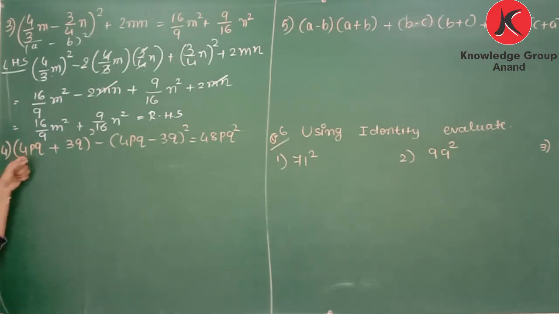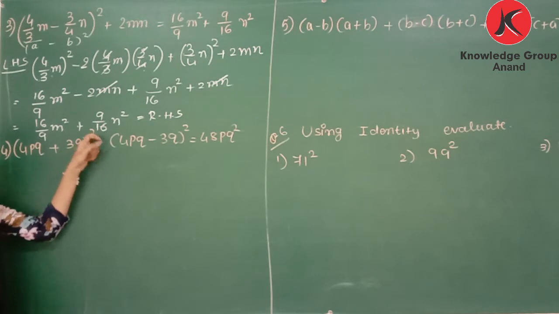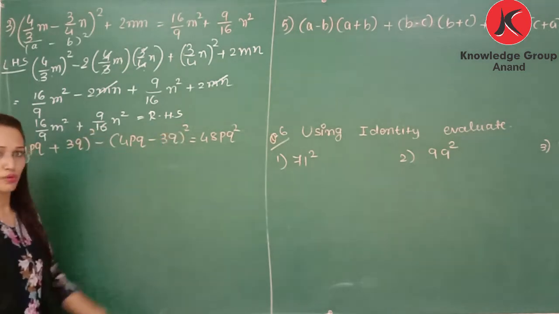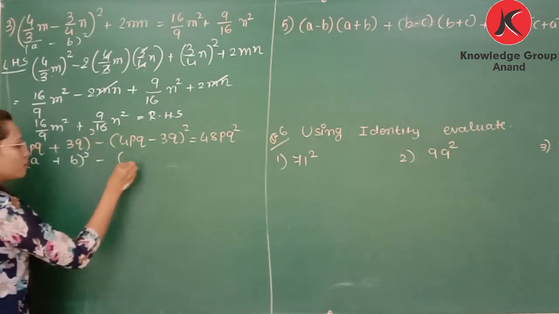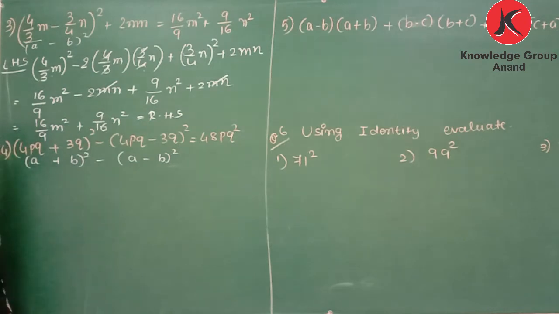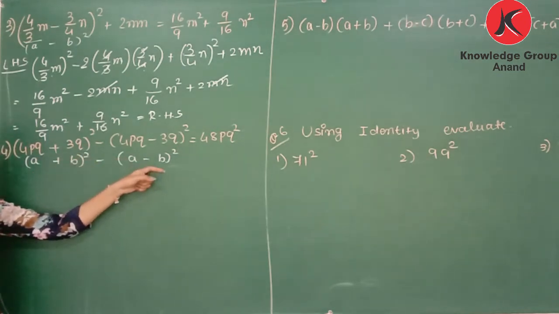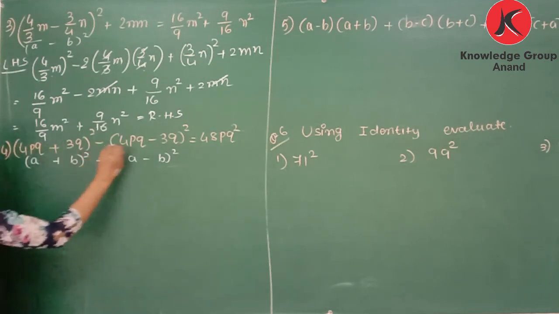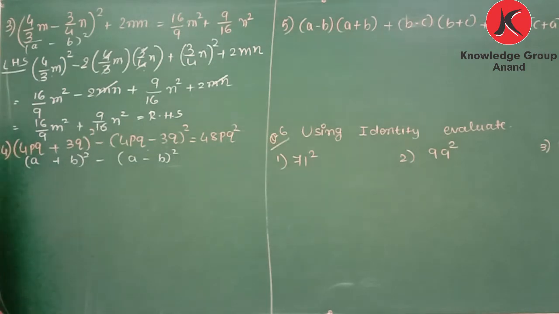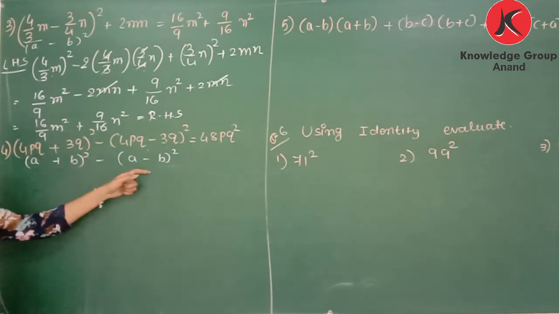Clear? Now next, (4pq plus 3q) whole square minus (4pq minus 3q) whole square. So here it is (a plus b) whole square, minus, and there is (a minus b) whole square. Here you can apply first and second identity or third identity, because if you consider this one as a square minus b square, this is the third identity and you can apply the third identity, or it is better to use first and second. So let's simplify this using identity 1 and 2.